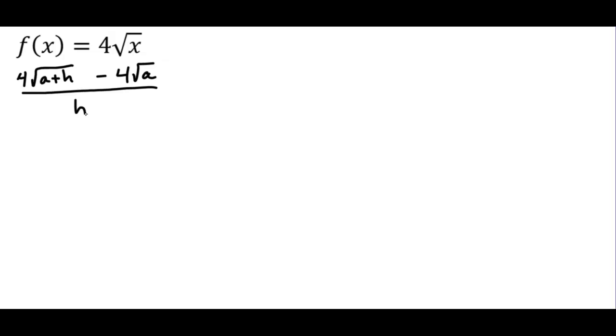And you might look at that and say, well, that's fine, we'll keep it that way. But we're not going to do that because we want that h not to be a factor in the denominator. And so this involves another technique. What we're going to do is multiply by the conjugate of the numerator. You may have seen something like that in the past.